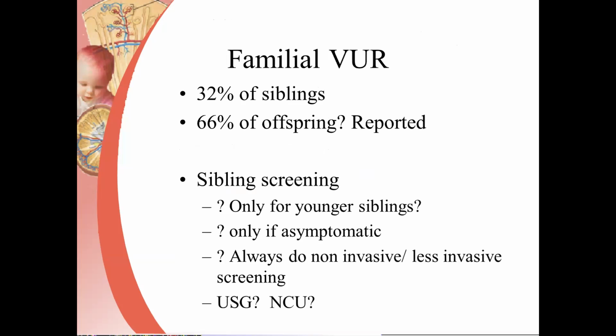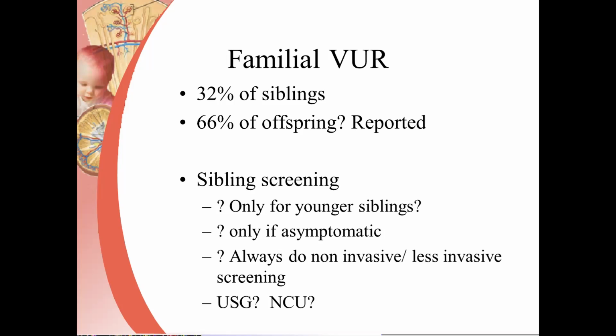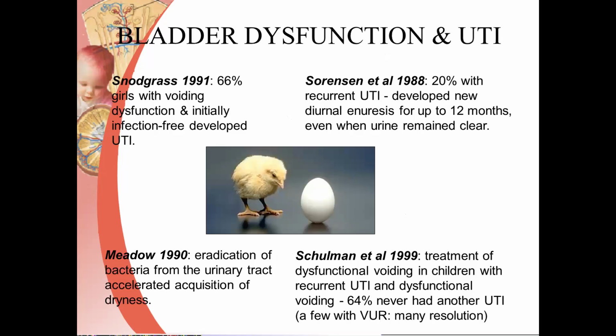There is a thing called familial VUR in 32% of siblings and 66% of offspring. There is an incidence of vesicoureteral reflux in the family. So what is the role of sibling screening? Do only the younger siblings get screening, or only if they are symptomatic? What about invasive versus non-invasive tests? Ultrasound doesn't always pick up this scarring. So whether they really need to undergo a DMSA scan or MCU? So these were all the questions present earlier. But nowadays, with the importance of antibiotic prophylaxis becoming less and less, the role of screening of siblings also is becoming less. Coming to bladder infection and urinary tract infection.